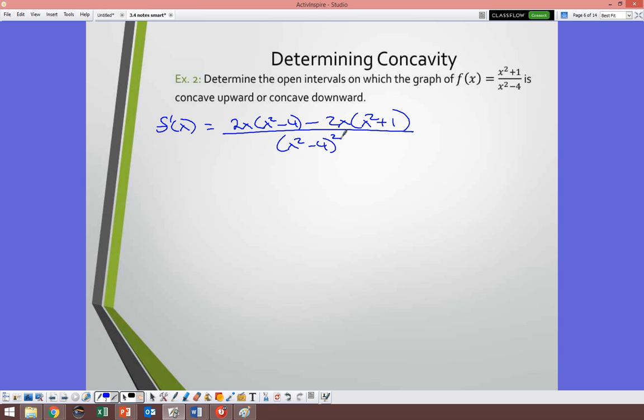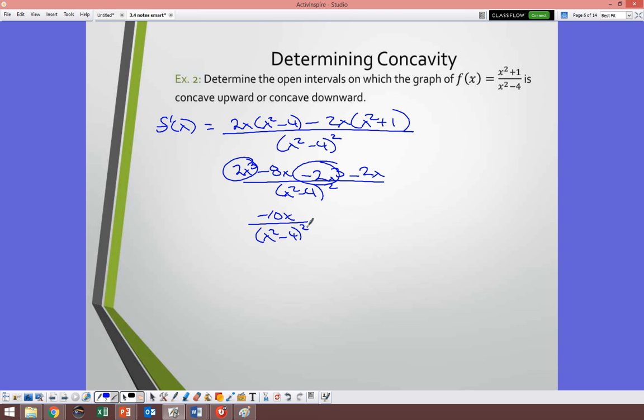Okay, so do my distributing. That's going to be 2x cubed minus 8x minus 2x cubed minus 2x, over x squared minus 4, squared. Those cancel, and you're left with negative 10x over x squared minus 4, squared.